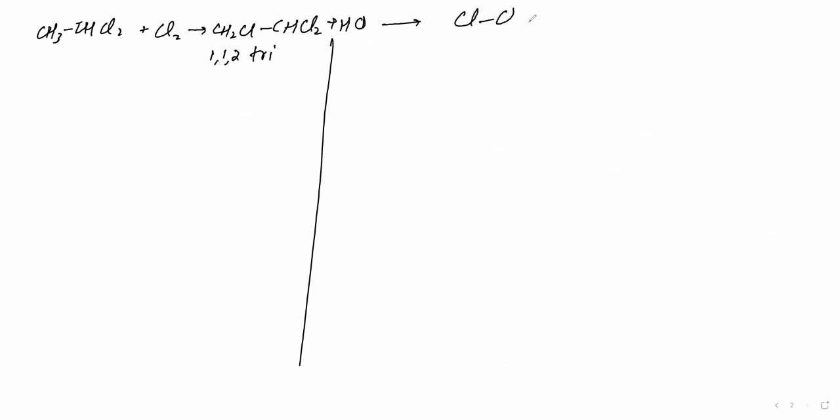Chlorine free radical will be formed by the homolytic cleavage. By providing UV rays, you will see chlorine free radical plus chlorine free radical. This is the overall reaction you have seen, and this is the mechanism. It consists of three parts. This is the initiation step. Next is the propagation step.